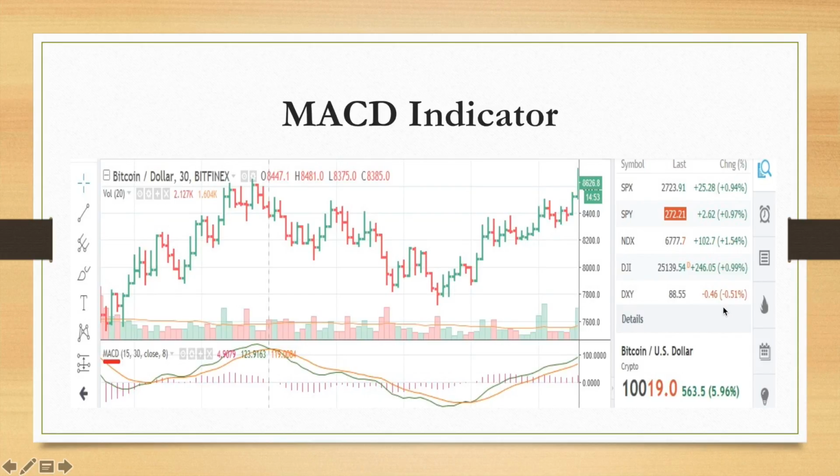These aren't always perfect indicators. You don't always want to rely on one indicator, or even several of them. The price can be unpredictable at times.